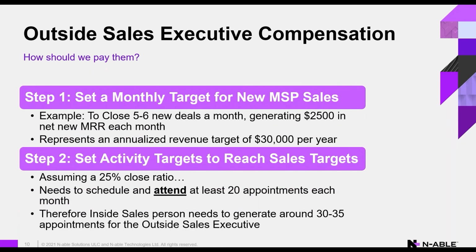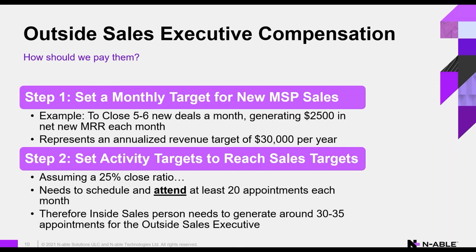So if you do have a telemarketer in place, and maybe you're thinking you want to promote them into the outside sales role, or you want to hire an outside account executive to handle your MSP sales process, then what would a comp plan look like for them? Before we even get into that, there are a couple of things you want to determine first.